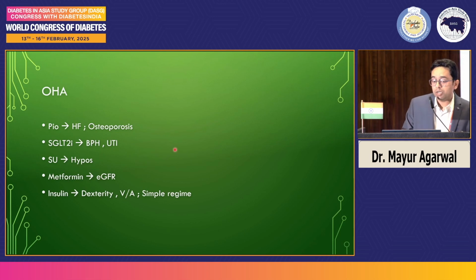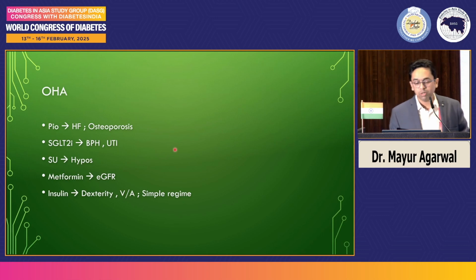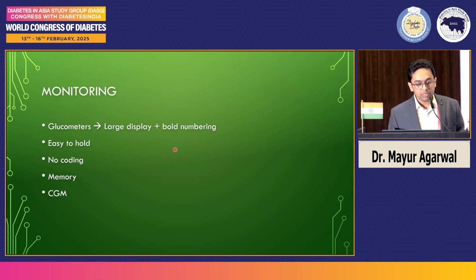They may have tremor, they may not have that dexterity, and they may have vision problems. So keep it very, very simple. Ask them whether they can do it or not. Maybe if they cannot see, they can count the clicks. All those things need to be addressed in these patients. Monitoring is very important. Glucometers with a large display, without coding, easy to hold, bold numbering with memory, and CGM is even better in these patients.